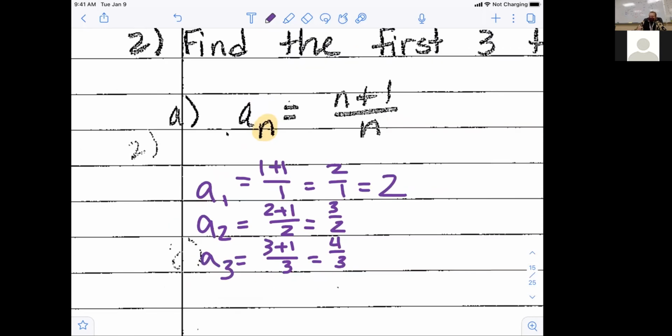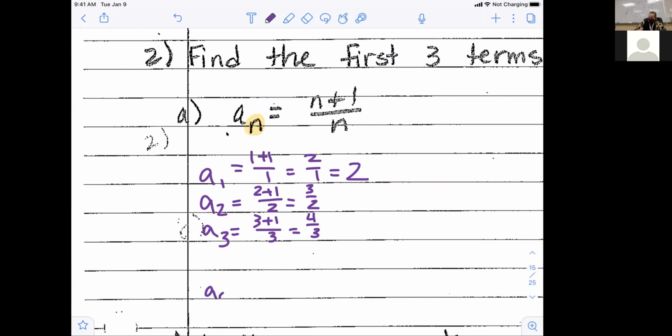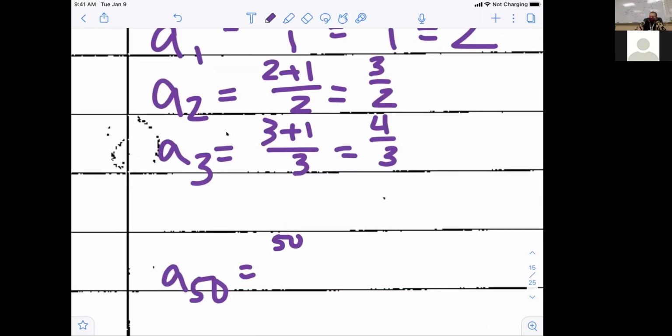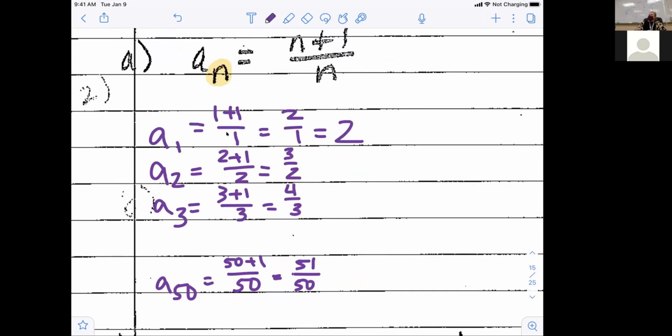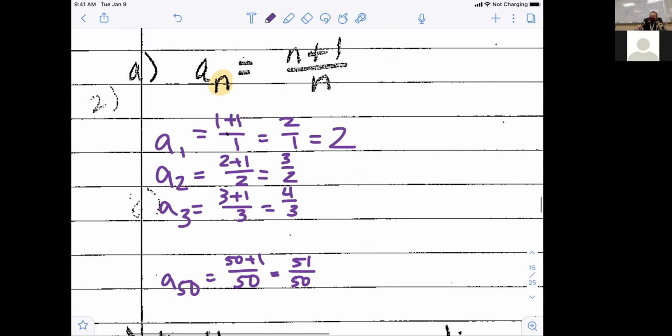Okay. We could keep going, but the one other thing it wants us to do is the 50th term. So we want a sub 50. So I do the 50th term. I do the exact same thing. I plug 50 in for n. So I've got 50 plus 1 over 50. That's 51 divided by 50. So what we just found were the first 3 terms of my sequence, 2, 3/2, 4/3, and then we jumped a long way until we found our 50th term, which is 51 over 50.